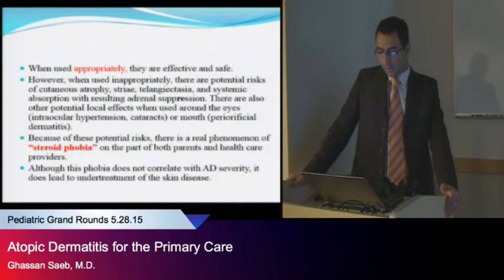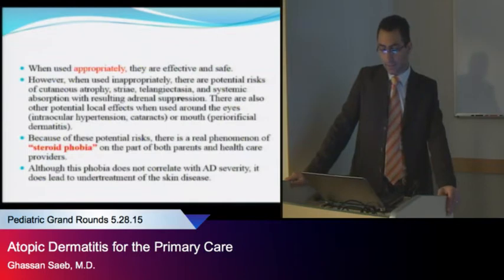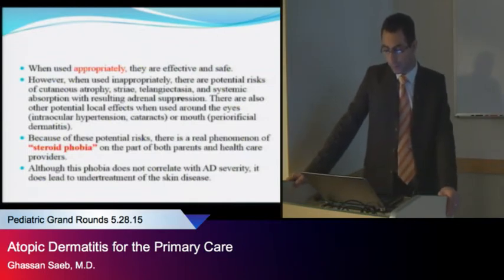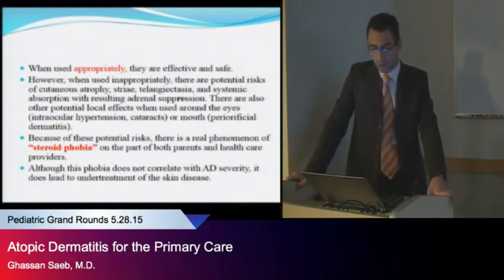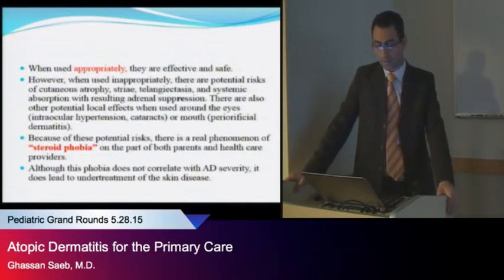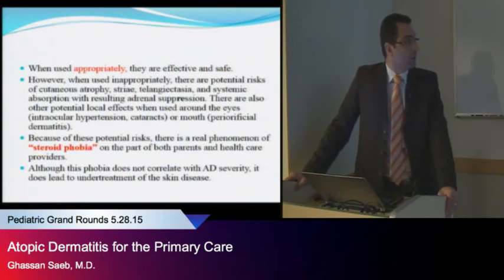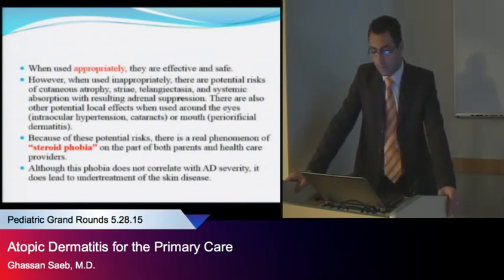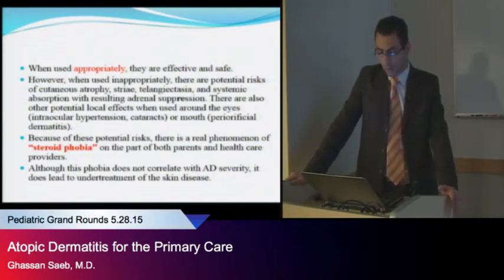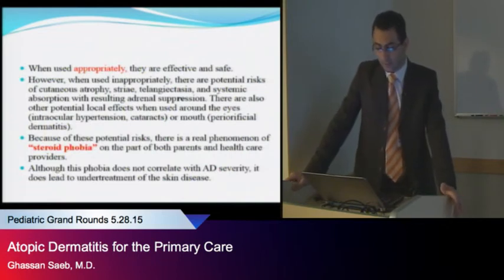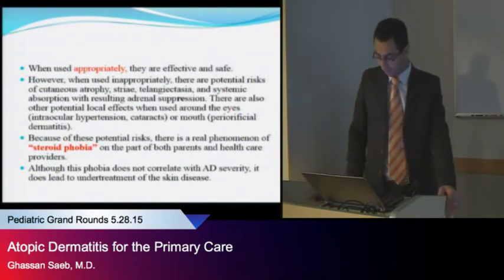However, when used inappropriately, there are potential risks of cutaneous atrophy, stria, telangiectasia, systemic absorption with resulting adrenal suppression. There are also other potential local effects when used around the eyes, like intraocular hypertension, glaucoma, and cataracts, or around the mouth, dermatitis. Because of these potential risks, there is a real phenomenon of steroid phobia on the part of both parents and healthcare providers, although this phobia does not correlate with the AD severity. So it does lead to undertreatment of the skin disease.